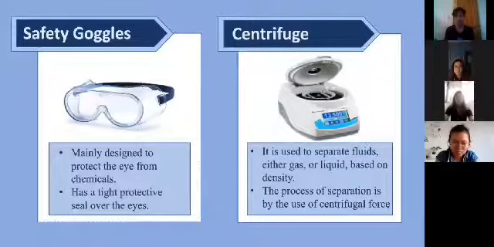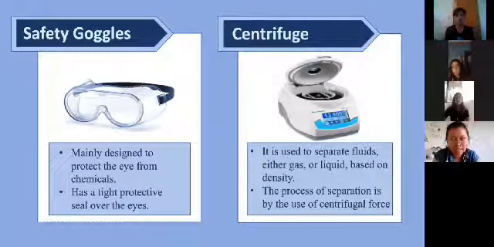Safety goggles. Safety goggles are mainly designed to protect the eyes from any liquids or chemical splashes, uncomfortable gases, aerosols, and toxins. They establish a protective seal over the eyes, preventing particles or substances from entering via the goggles' openings. Centrifuge. A centrifuge is a laboratory apparatus used to separate fluids, either gas or liquid, based on density.